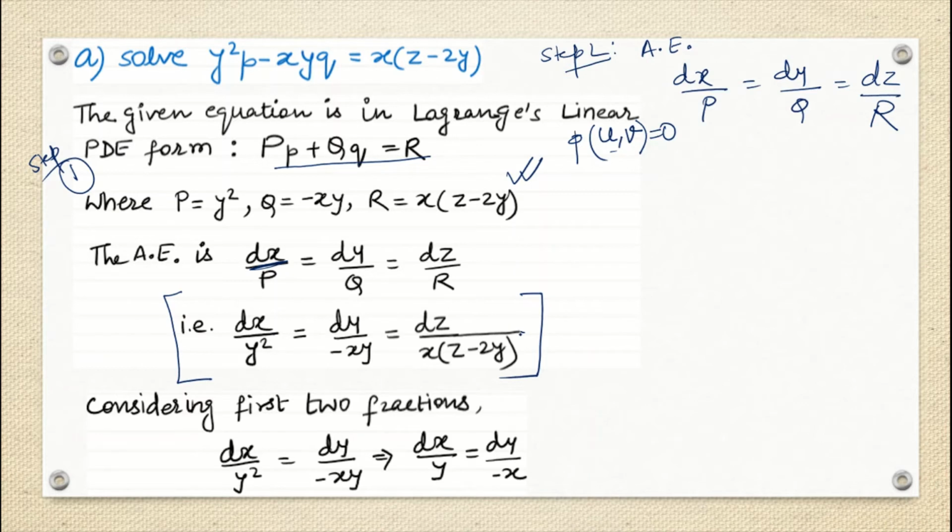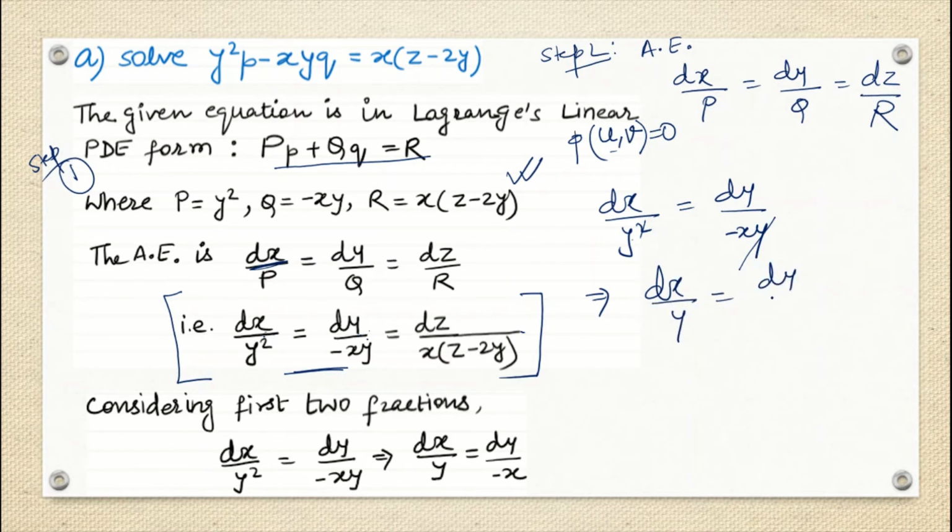Method of grouping says that just try to solve using two fractions, either fraction number 1, 2 or 2, 3 or 1, 3, so that the final fraction you are going to get will be easier to integrate. Suppose I am talking about fraction number 1 and fraction number 2, that means dx by y square equals dy by minus xy. The denominator has y square and minus xy, so I can cancel one y from here and one y from here. That means this is nothing but dx by y equals dy by minus x.